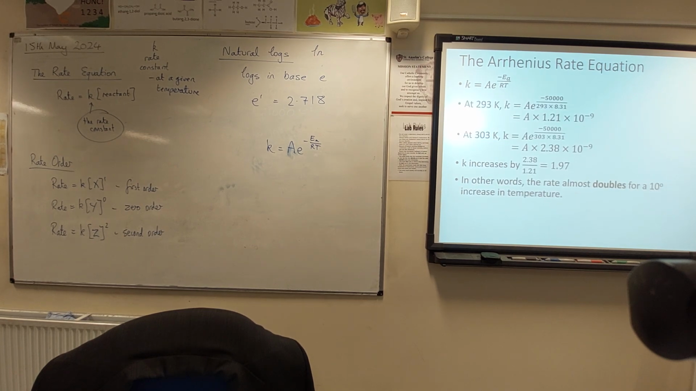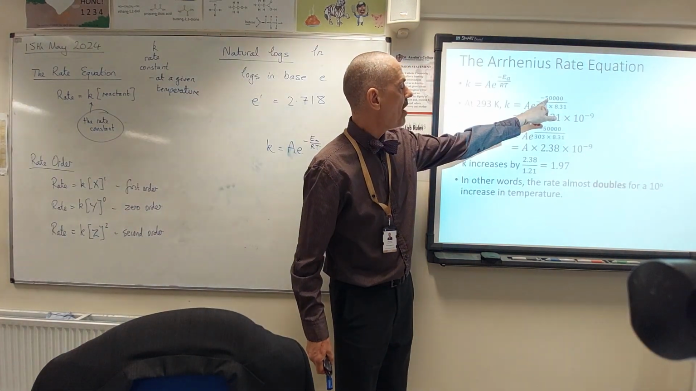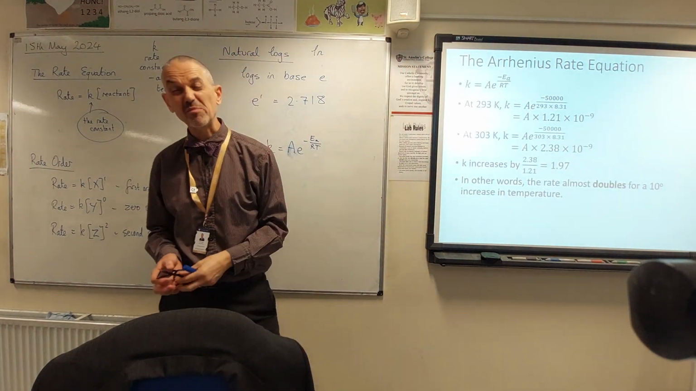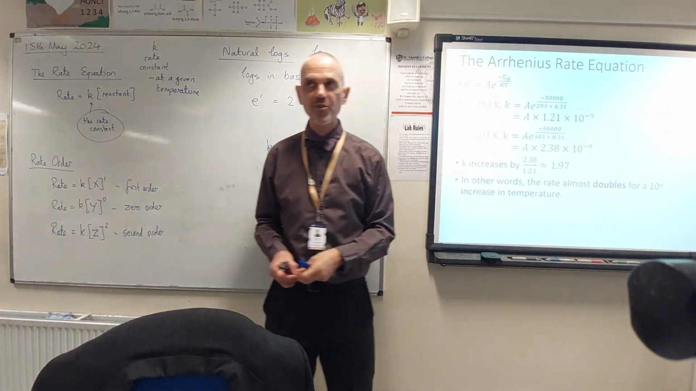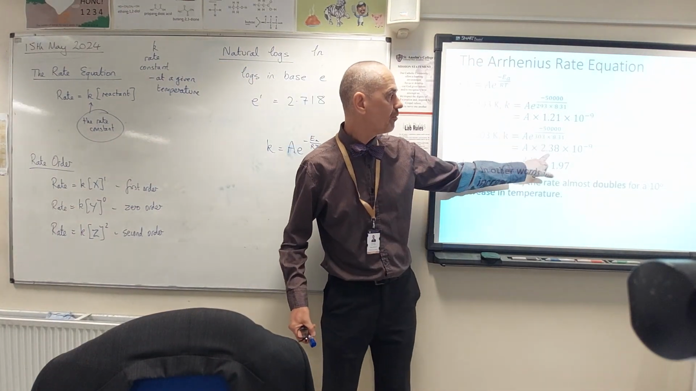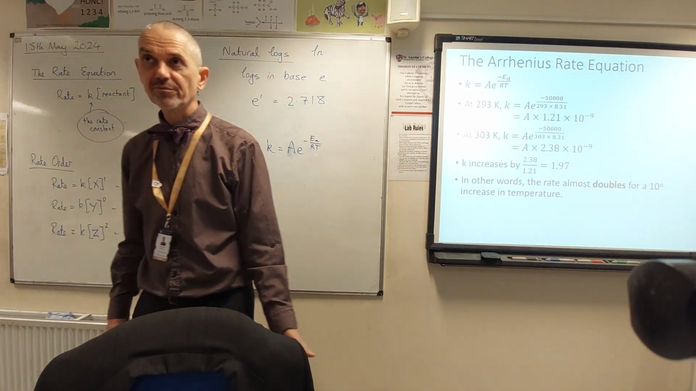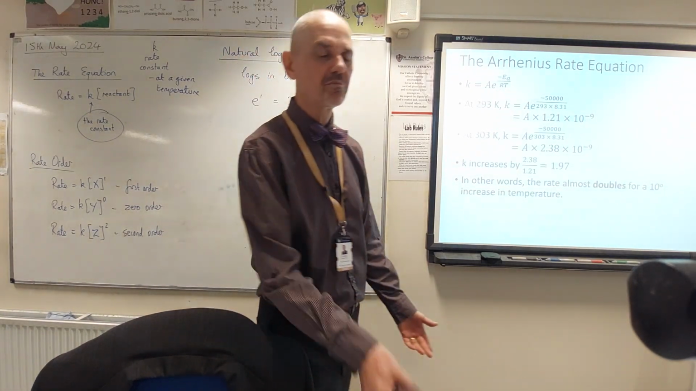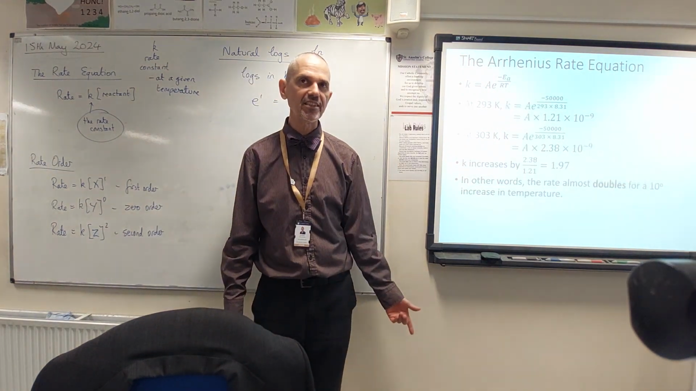At 293 Kelvin, K is E to the minus 50,000 over 293 times 8.31, which is 1.21 times 10 to the minus 9. And then when we substitute 303 in there, we get 2.38 times 10 to the minus 9. If I look at how much that's increased by, from 1.21 to 2.38 as a ratio, well, it's almost doubled, that's pretty spot on. So the Arrhenius equation predicts that rate will roughly double for a 10-degree increase in temperature.